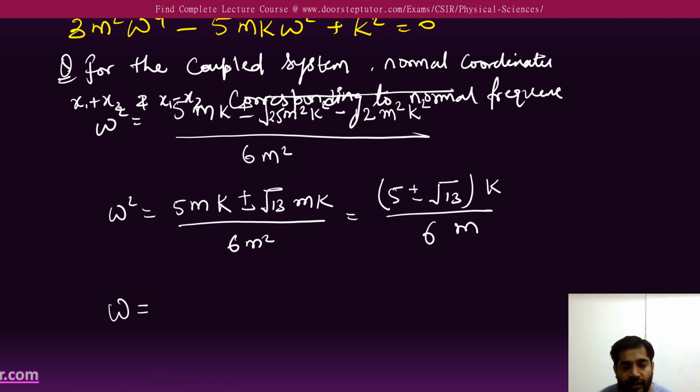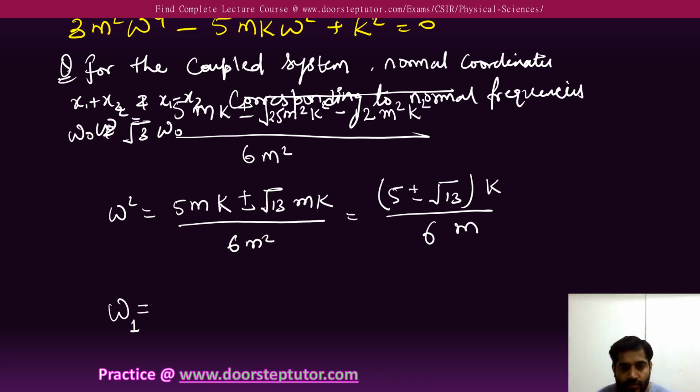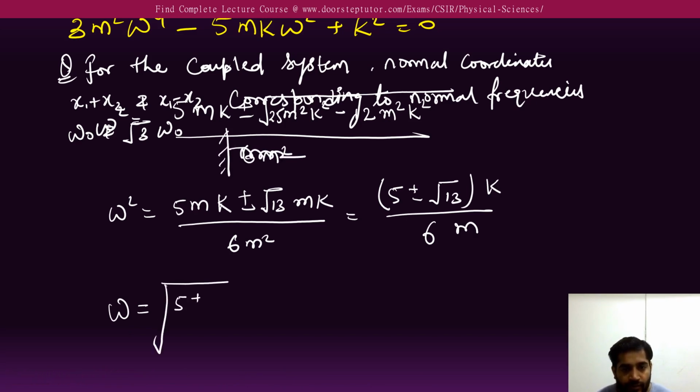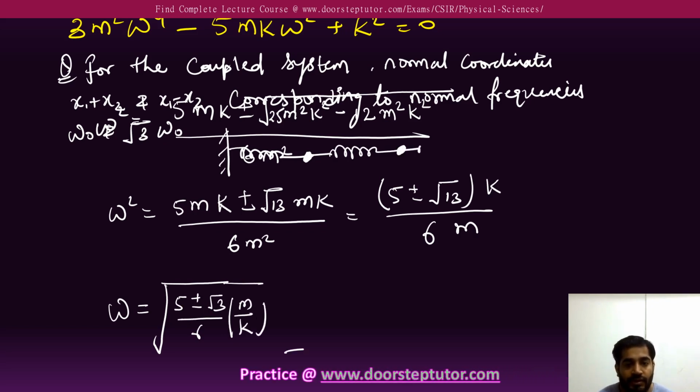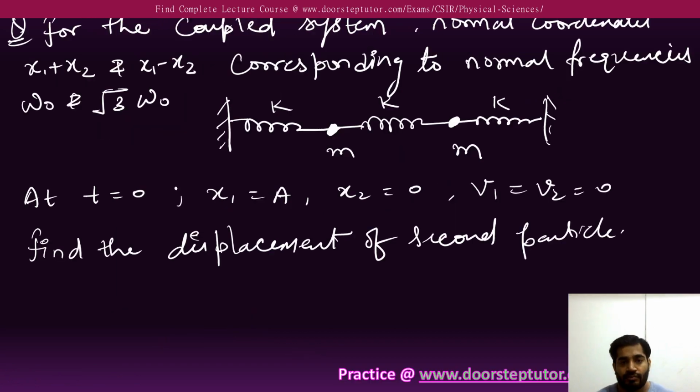So now we have the frequency. One root is 5 minus root 13, which is nearly 3.6. So omega is simply the root of (5 plus minus root 13) by 6 times k by m. Sorry, this is simply the frequency, not the angular frequency. This is the frequency we have. This is the problem we have.